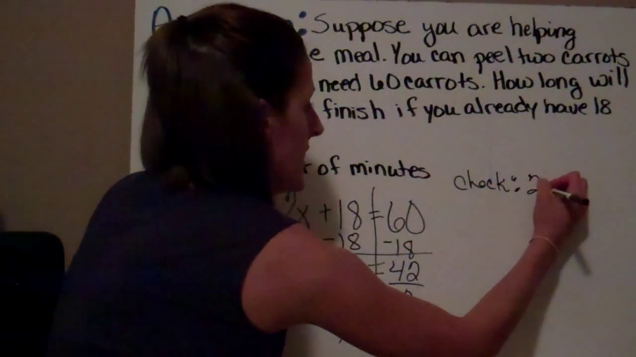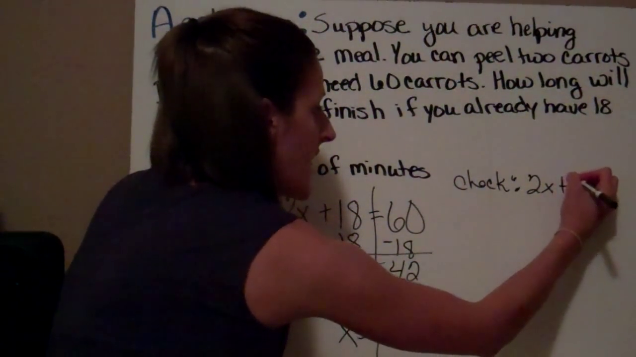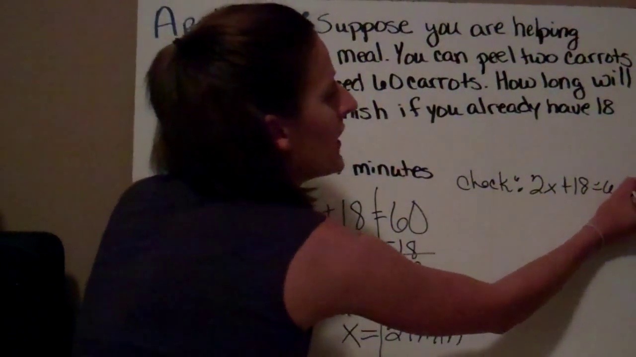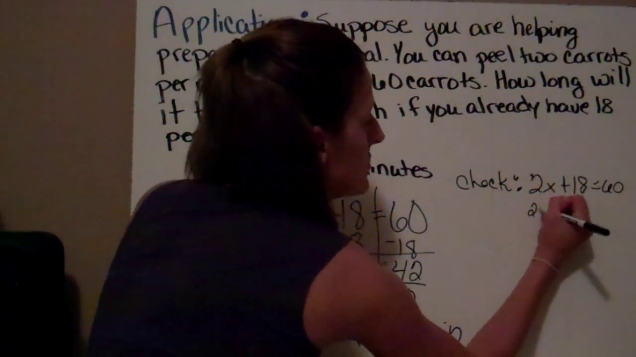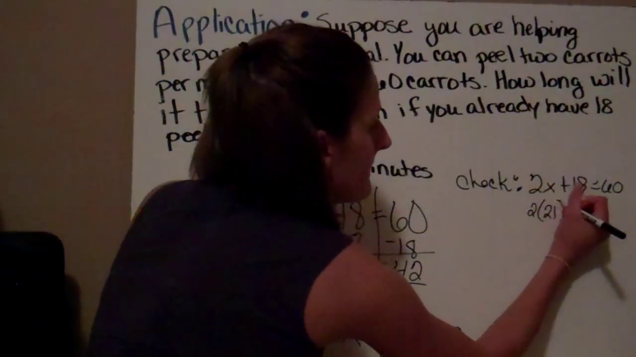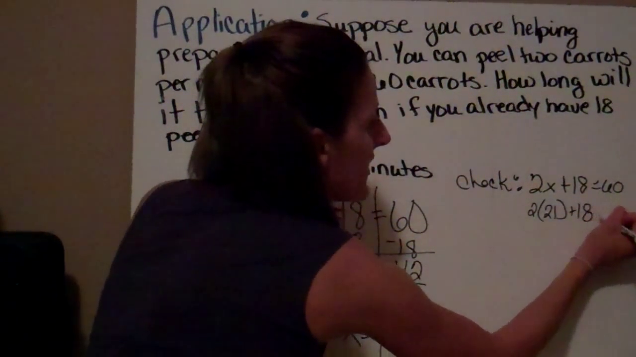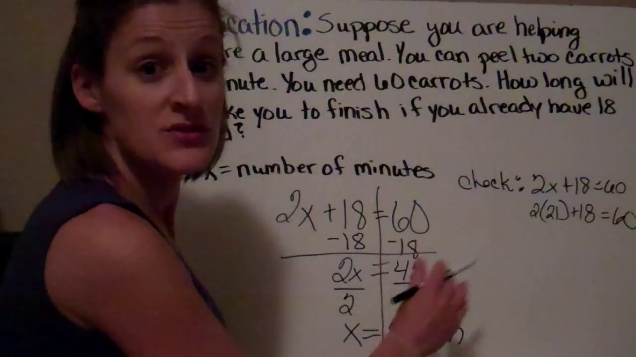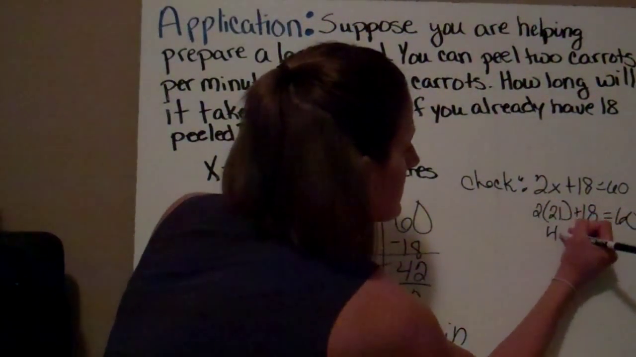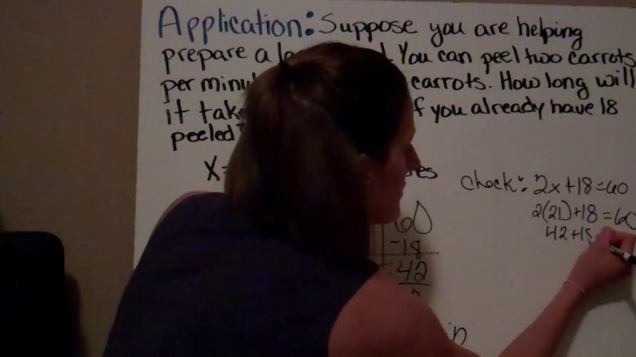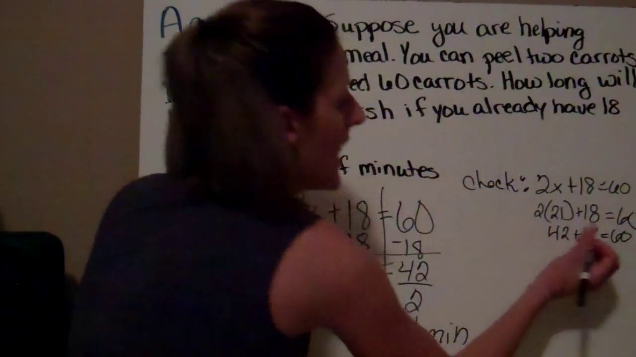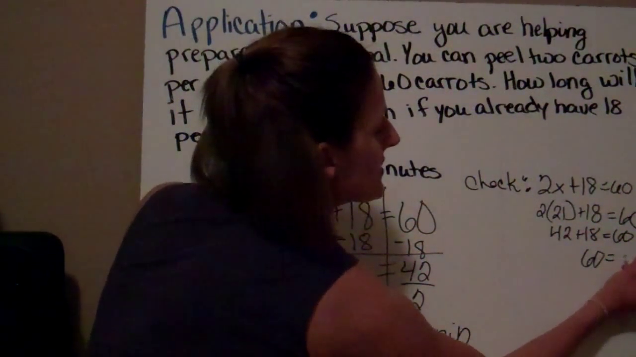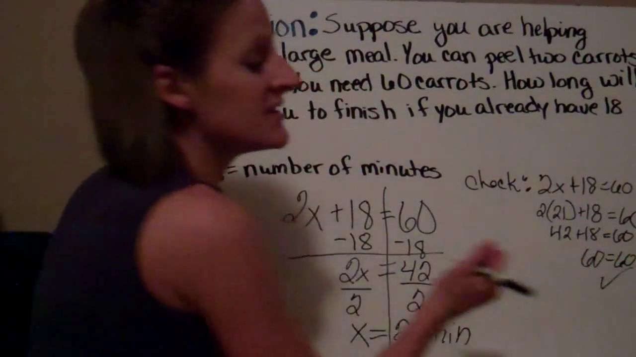I'm going to take 2x plus 18 is equal to 60. And I'm going to plug in 21 for x, so 2 times 21 plus 18, see if that equals 60. Now 2 times 21 is 42. And we know 42 plus 18 is 60. So 60 does equal 60. So my answer is correct.